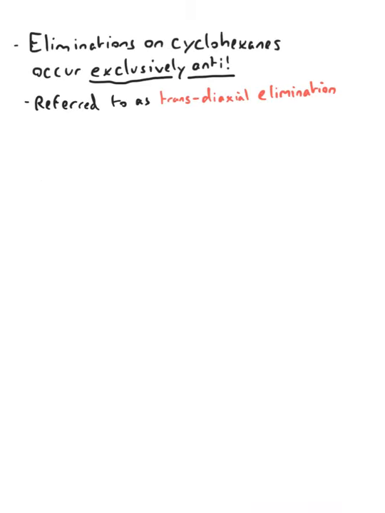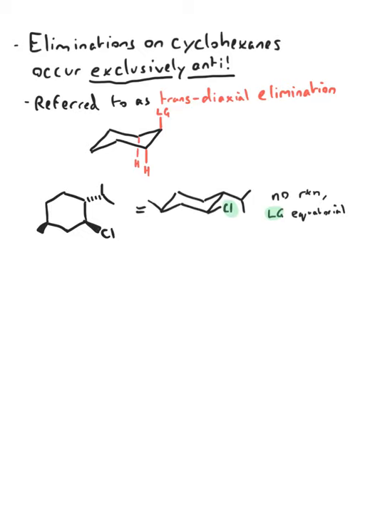Elimination on cyclohexanes occurs exclusively anti. This is referred to as trans-diaxial elimination. Little hint here, the hydrogen and the leaving group must be axial for this reaction to occur. For example, let's draw the lowest energy conformation of this molecule. Well, as the leaving group is equatorial, we cannot depict a reaction occurring. No reaction would occur with this molecule.